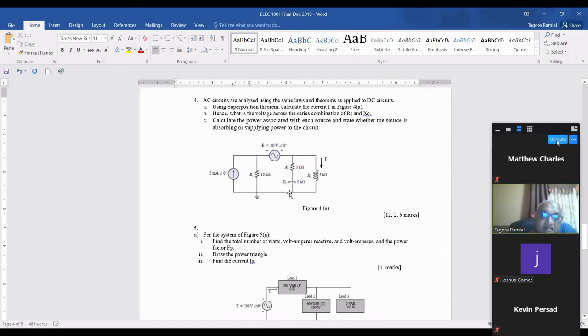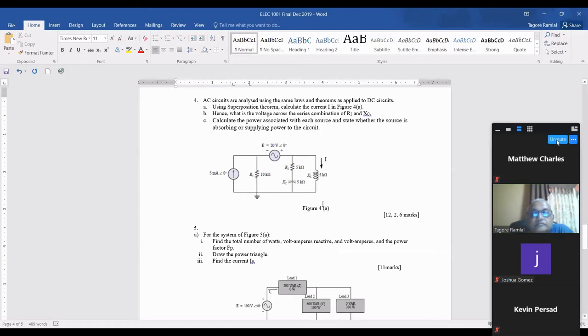Now many of you are asking this question here. The superposition theorem states that we need to find the response in the element with one source at a time only. So because I want to find I here, when you're constructing the circuit in Multisim, you set the one source to zero and you find I with the 5 milliamp source only. Then you come back, set this to zero and use the 20 volt source only. And when you finish with that, you add up the two currents. Are you okay with that?